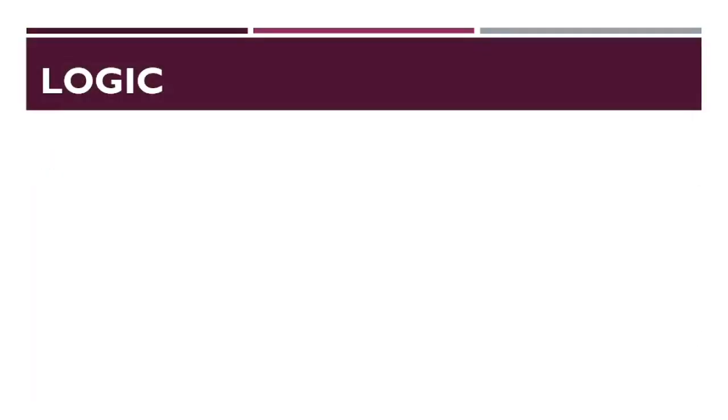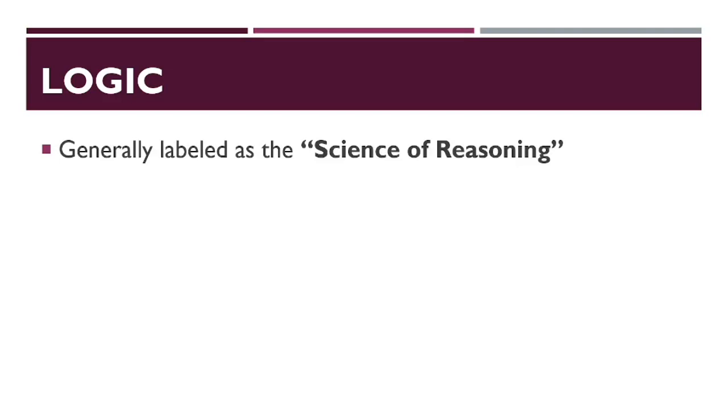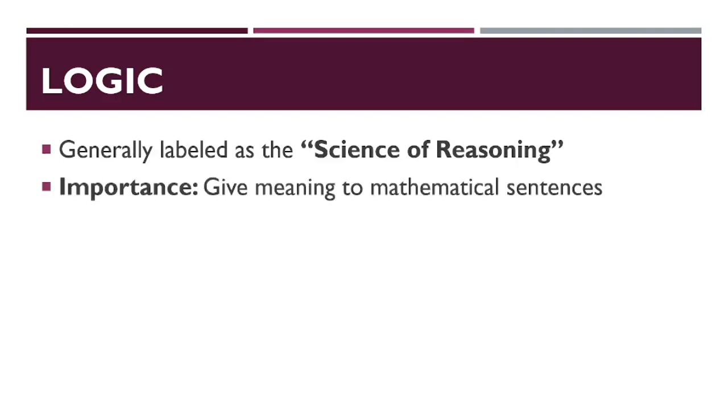Logic is the basis of all mathematical reasoning and of all automated reasoning, generally labeled as the science of reasoning. The importance of mathematical logic is that the rules of logic give precise meaning to mathematical sentences. These rules are used to distinguish between valid and invalid mathematical arguments.